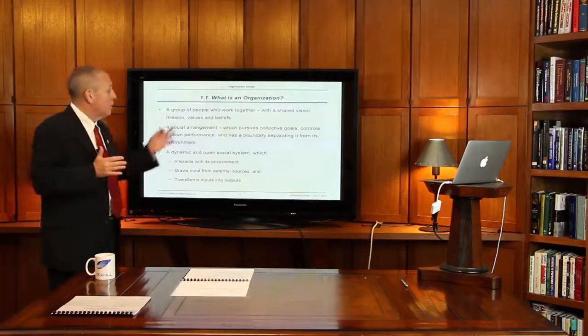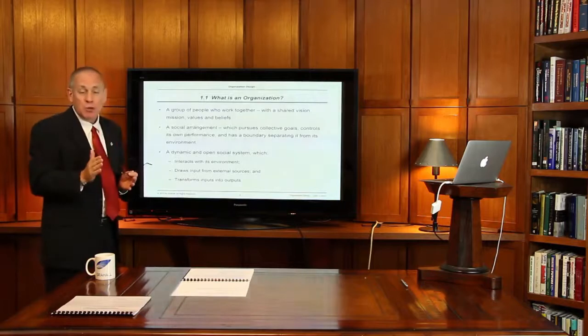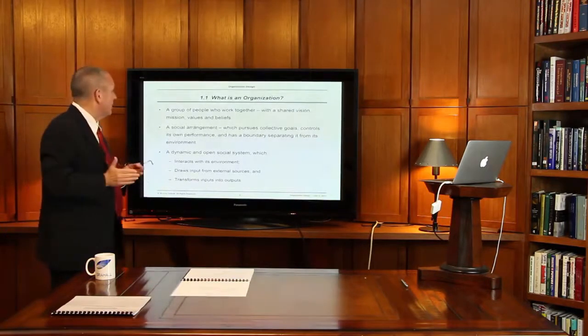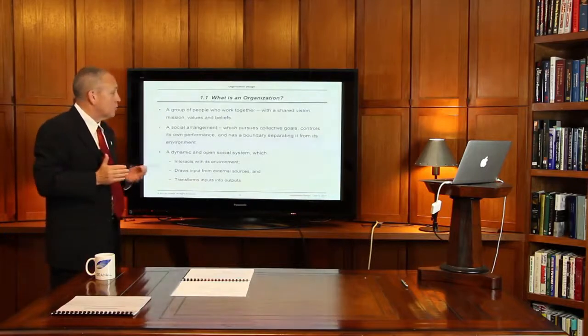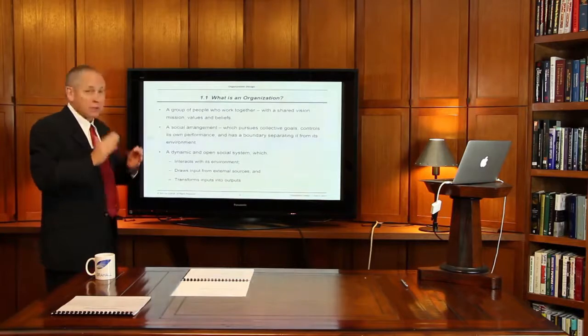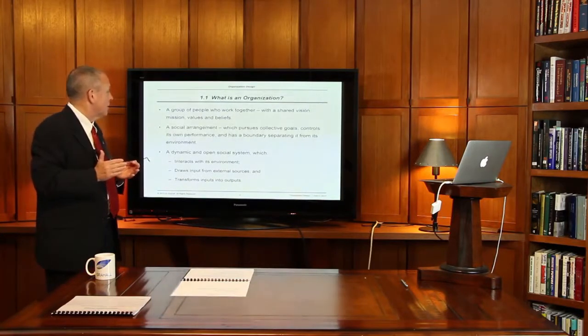We work together. What do we share? We have a shared vision. We have a shared mission. We know where we're going. We know why we want to get there. We share our values and culture, and we share our beliefs. It's a social arrangement where, as I said, we're going after collective goals. We're controlling and managing our own performance, managing our own results, etc.